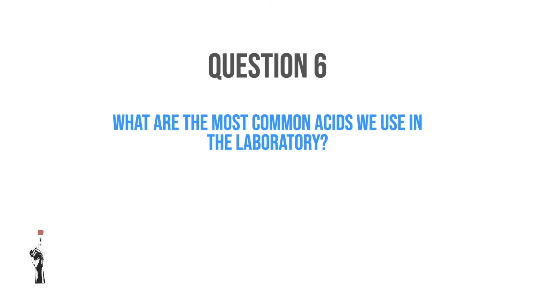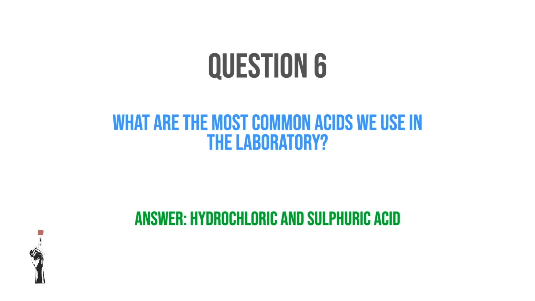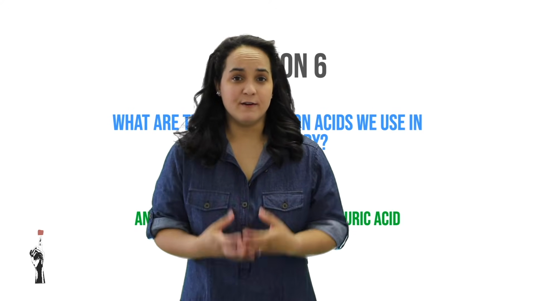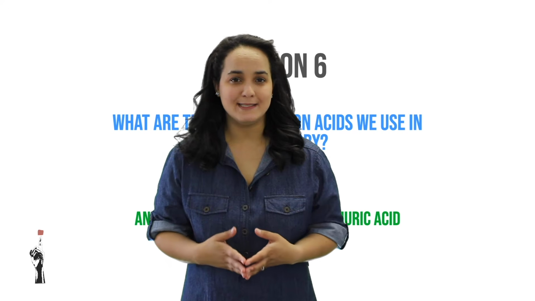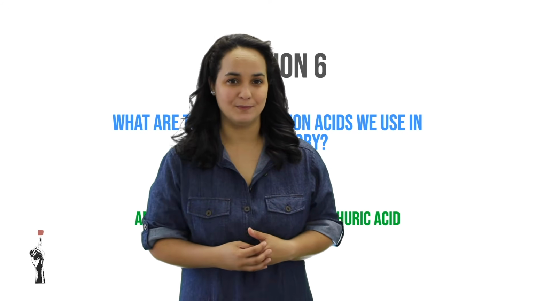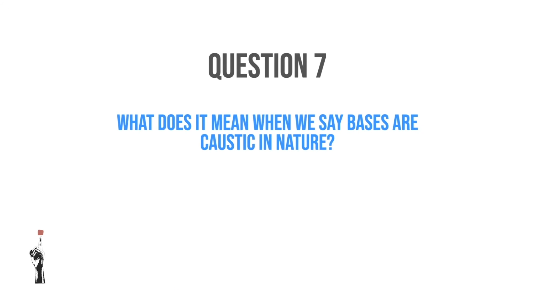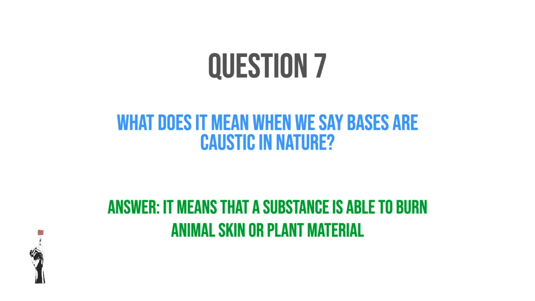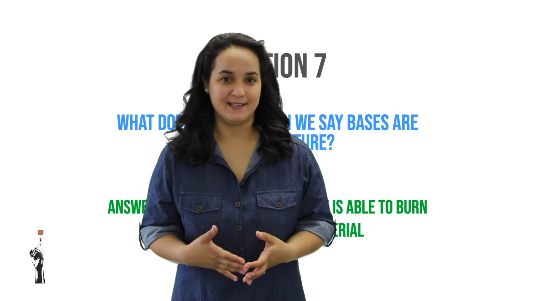The most common acids found in a laboratory are hydrochloric acid and sulfuric acid. Both are very strong in nature, and therefore we always tend to use them in the diluted form. What does it mean when we say that bases are caustic in nature? This means that a substance is strong enough to result in a chemical burn on the skin of an animal or a plant. It is therefore harmful to the body.